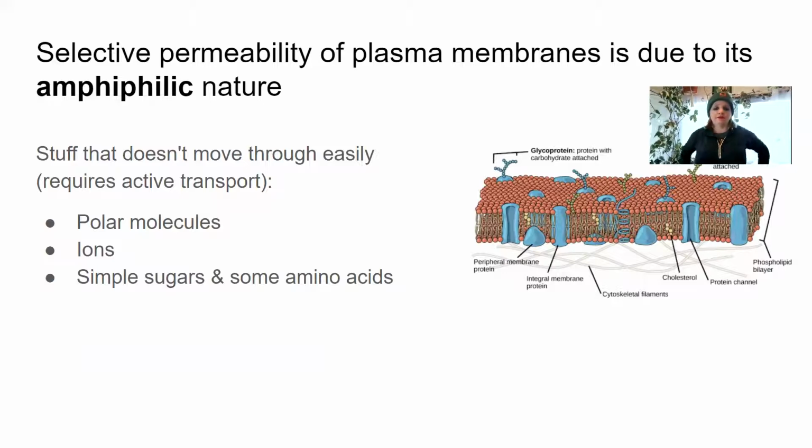Okay, stuff that doesn't move through easily requires active transport, and these are things that are polar molecules. So a lot of our amino acids are polar. Things that are hydrophilic, like sugar molecules, don't pass through very easily. Ions that have a strong charge don't, even though they're small, because they have that strong charge, they don't really pass through easily. And so we have to have a way to get those things through the membrane.